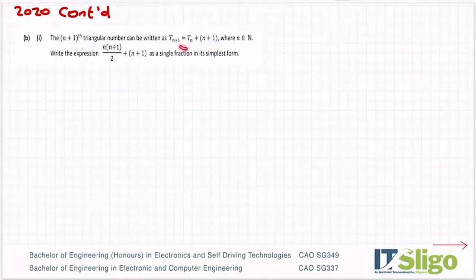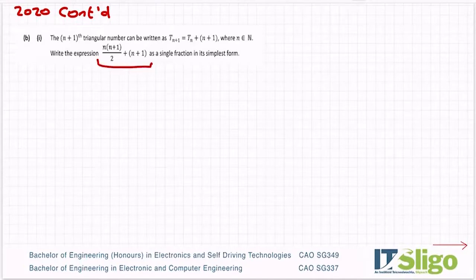Now, you didn't have to fully understand that to be able to do this question, but if you can see it, that's even better. So write the expression n times n plus 1 all over 2 plus n plus 1 as a single fraction in its simplest form. Well, as it turns out, this isn't really a sequence and series type question. It's more a fractions question. So I have to basically simplify this fraction.